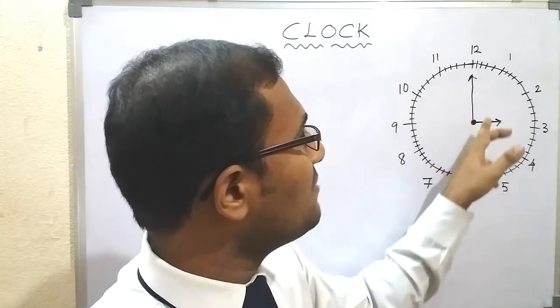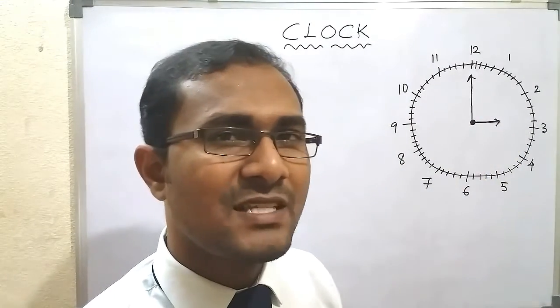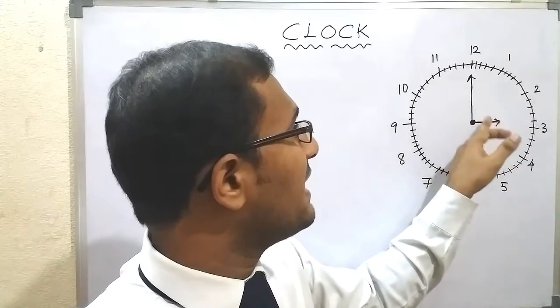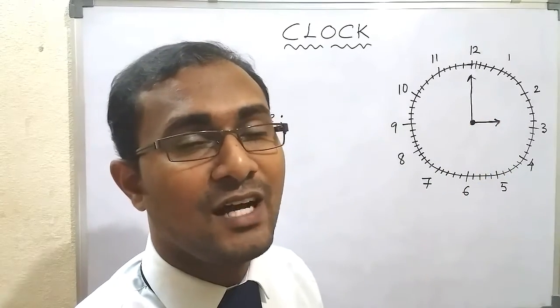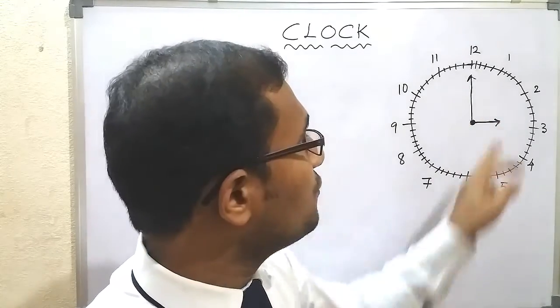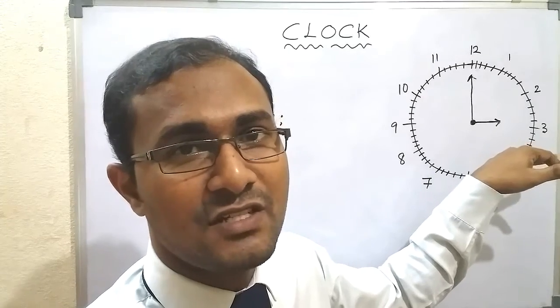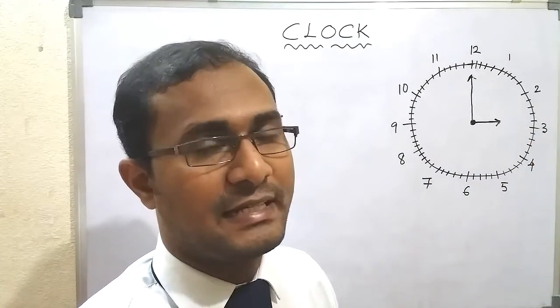Now when the time is 3 o'clock, what is the minutes space between the hours hand and the minutes hand, meaning how many divisions are there? 15 divisions. Let me explain very clearly.